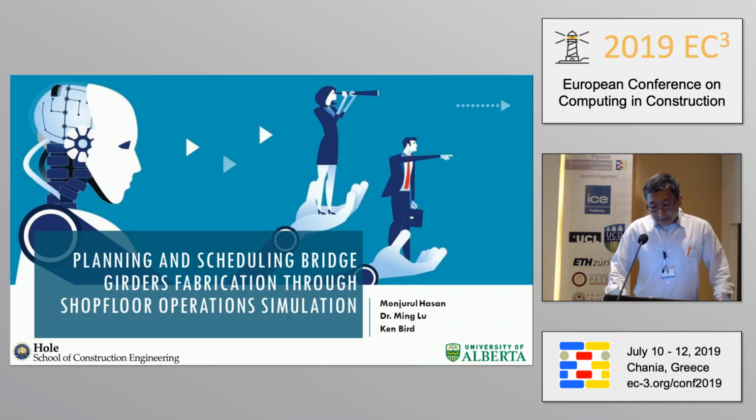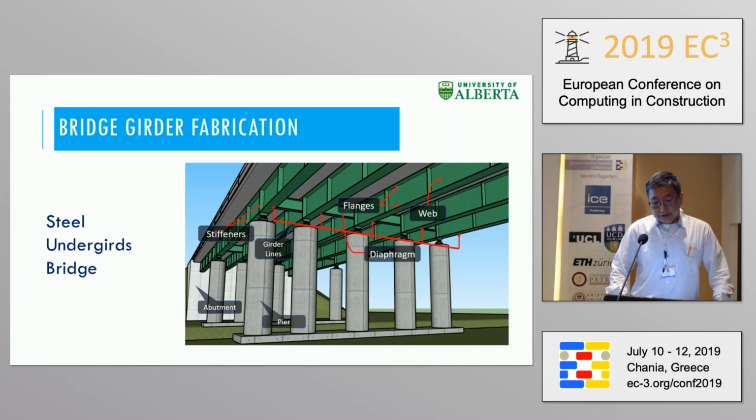So let me give you a little introduction. These are typical highway bridges. Some jargon, some terminology: the steel girder consists of a flange, actually two flanges, and one web. So the steel undergirds the bridge.